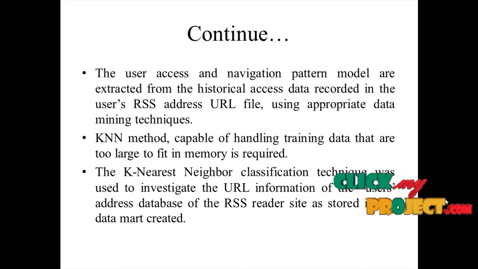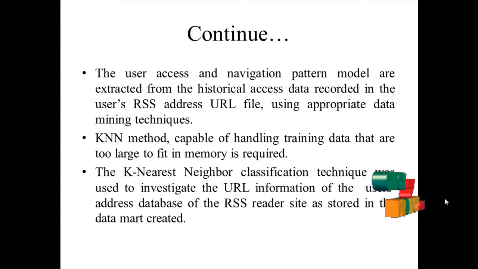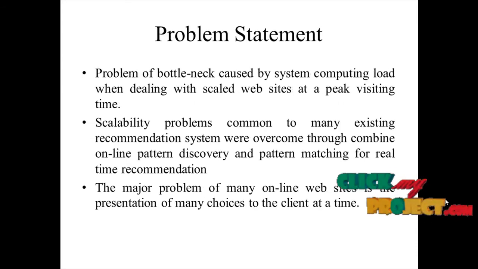The user access and navigation pattern models are extracted from the historical access data recorded in the user's RSS URL file using appropriate data mining techniques. A KNN method capable of handling training data that is too large to fit in memory is required. The k-nearest neighbor classification technique was used to investigate the URL information of the users' addresses in the databases of the RSS reader site, as stored in the data model created.